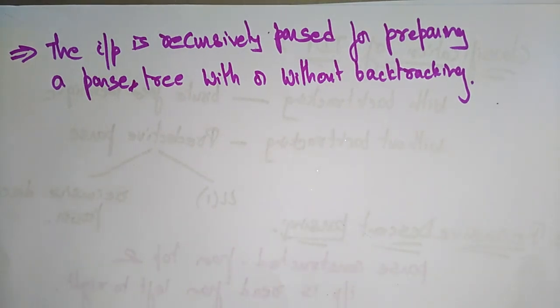So this is the introduction to the top-down parser, what a recursive descent is, and why we are using it. Actually, the recursive descent is used to parse the tree with or without backtracking. We have to prepare the tree by taking the input with or without backtracking.